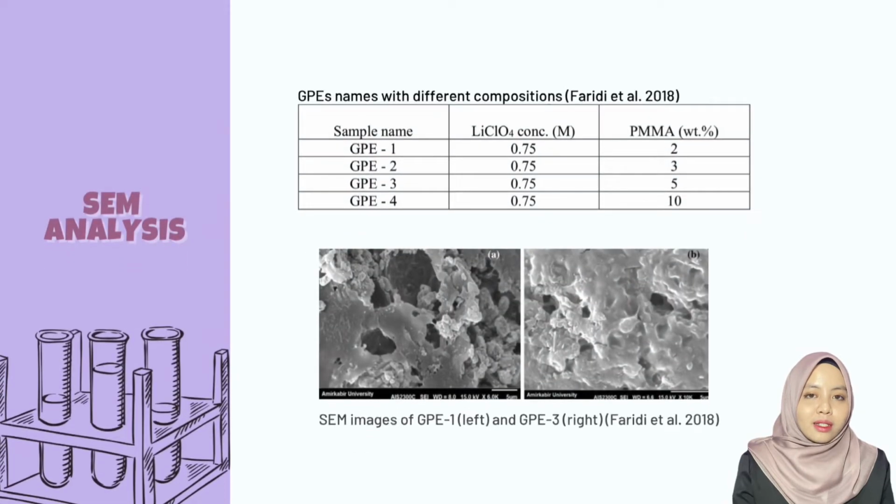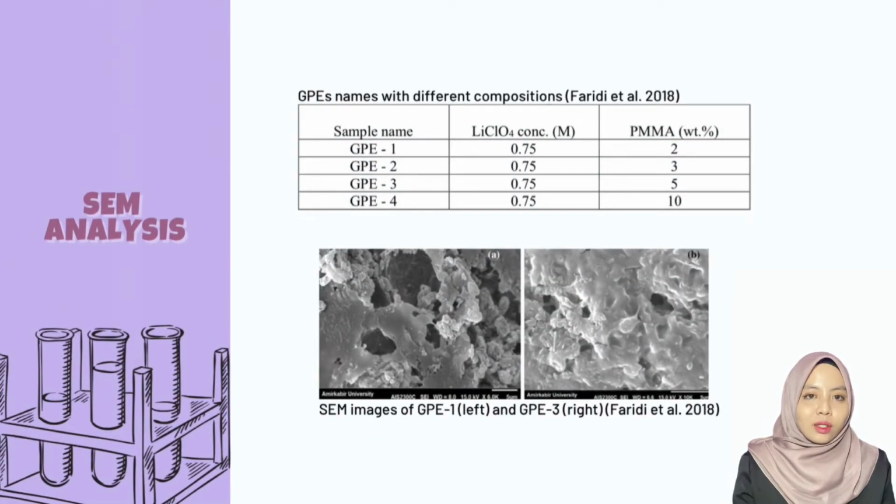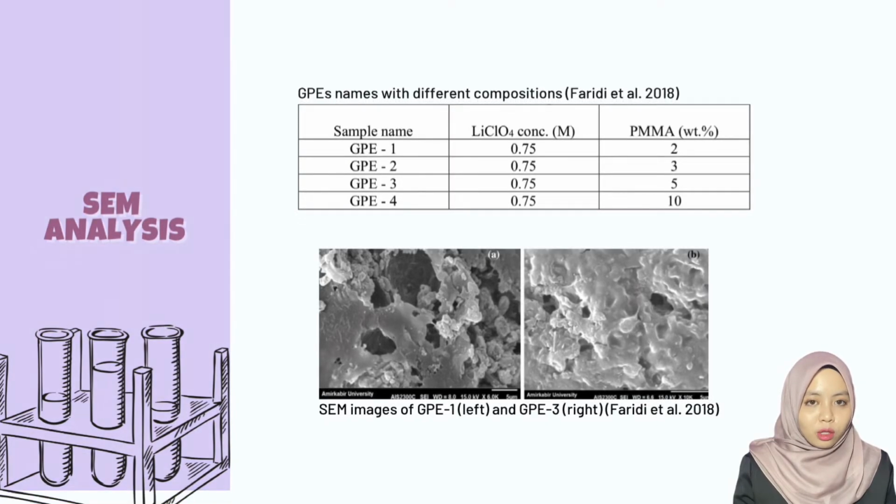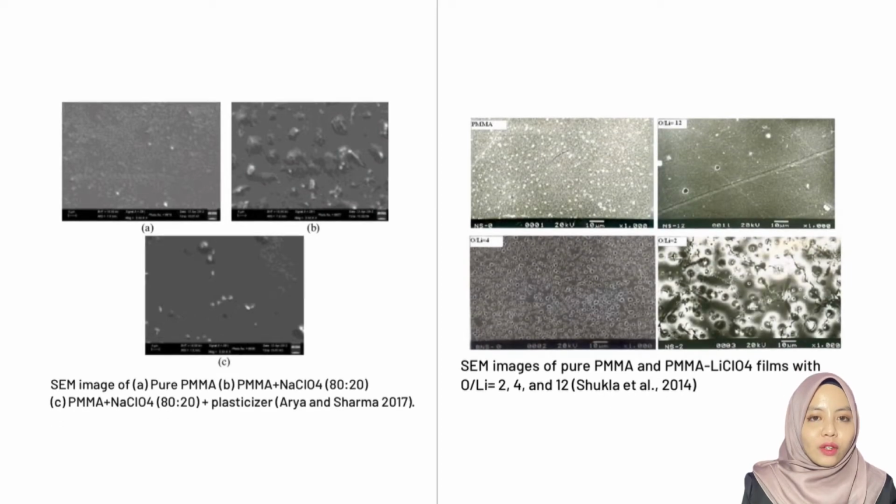Next, I will explain the SEM analysis. In this slide, we have data from Faraday et al. 2018 and SEM images for GPE1 and GPE3. Based on the figure, pores were discovered on the surface of both samples due to the evaporation of the plasticizer. GPE1 has a more porous morphology than GPE3 due to the increased amount of plasticizer. The connectivity of these holes in GPE3 is believed to provide better routes for salt ion transport in the polymer matrix. Continue with more findings of SEM analysis.